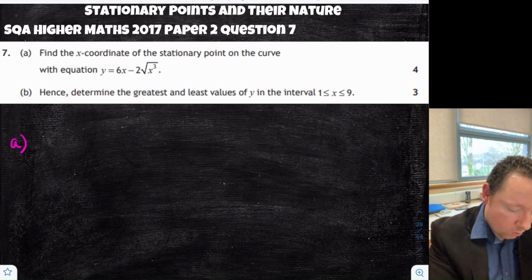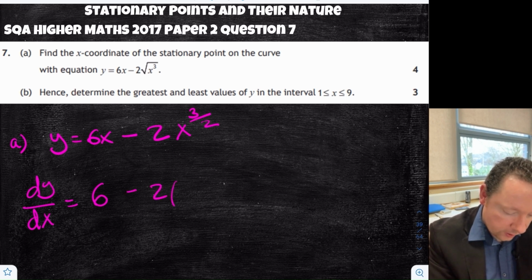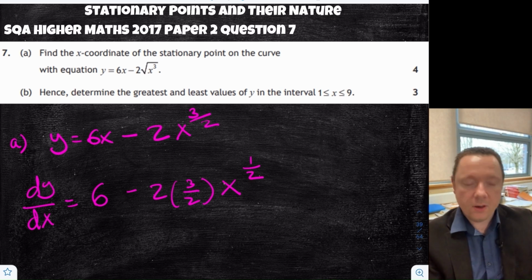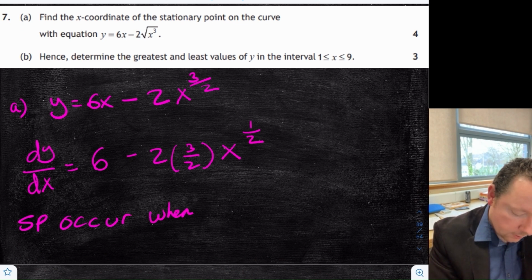So with part A, I've got y equals 6x minus 2. I've got x cubed, so the cubed comes along for a ride, but it's a square root, so it's over 2. dy by dx then, 6 minus 2 times 3 over 2, x to the half, because I take away 1 from the power, and then we can say that stationary points occur when dy by dx equals 0.